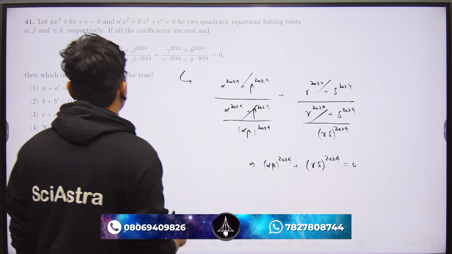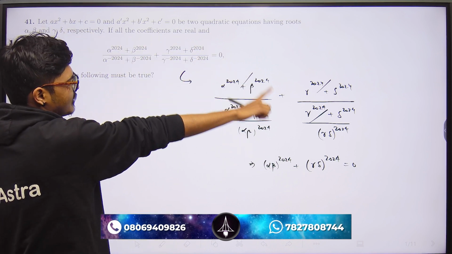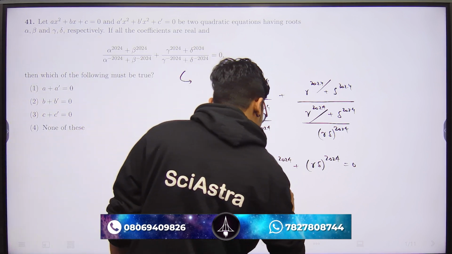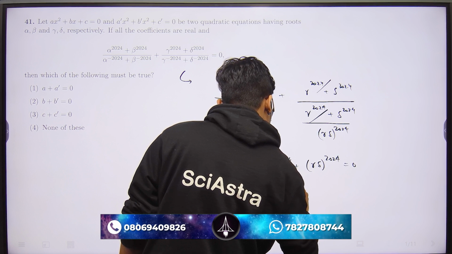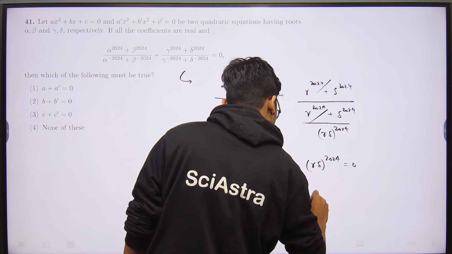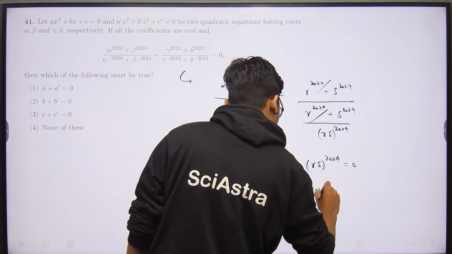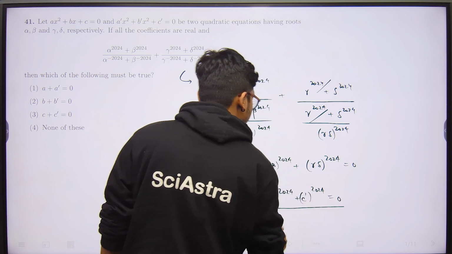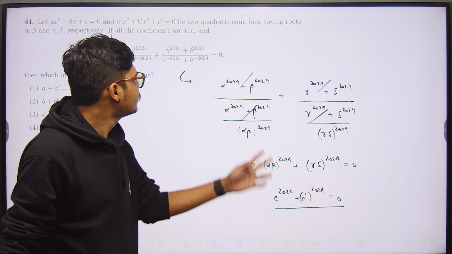अब alpha beta का, what is the value of alpha beta? It's c. What is the value of gamma delta? It's c prime, right? So c power 2024 plus c prime power 2024 is equal to 0, right? Now c and c prime are both real numbers, right?